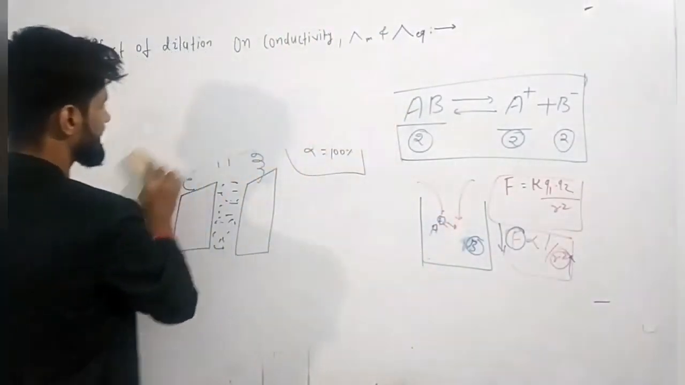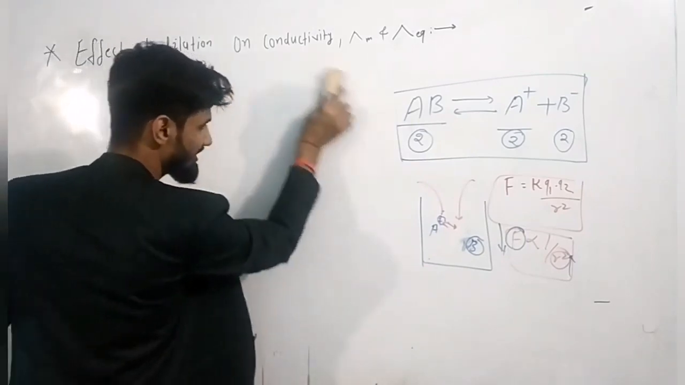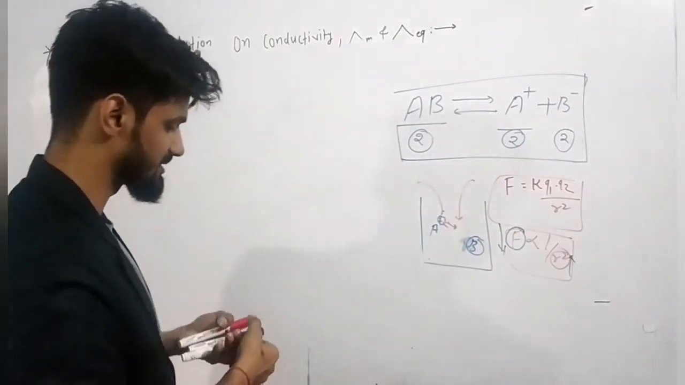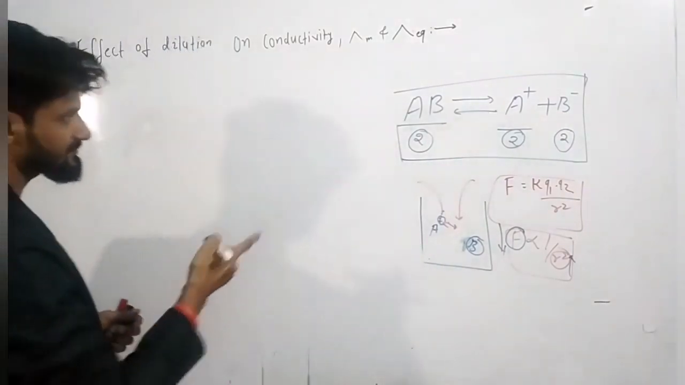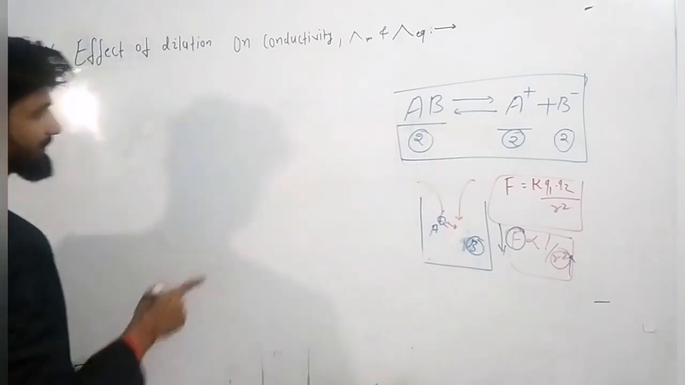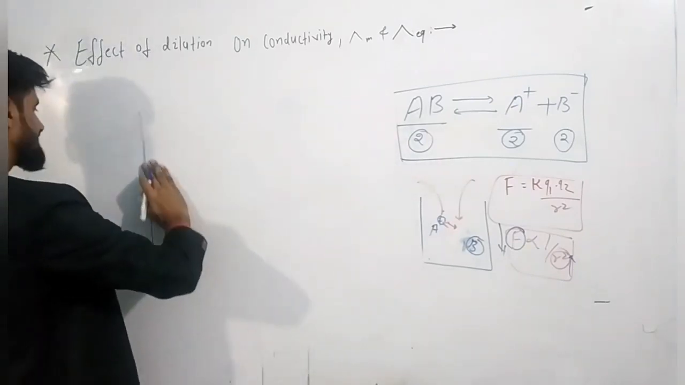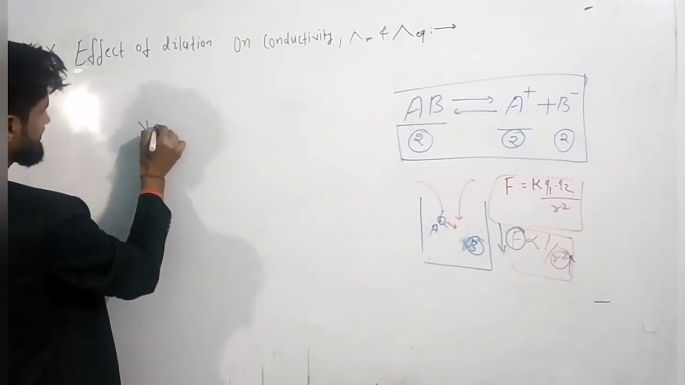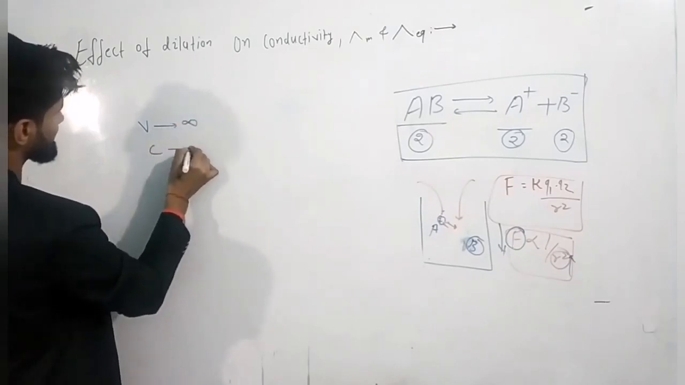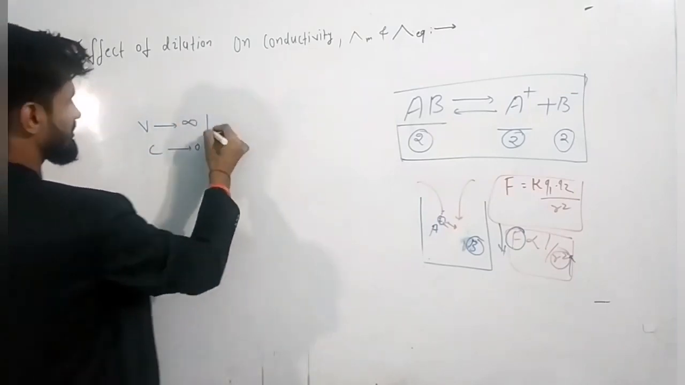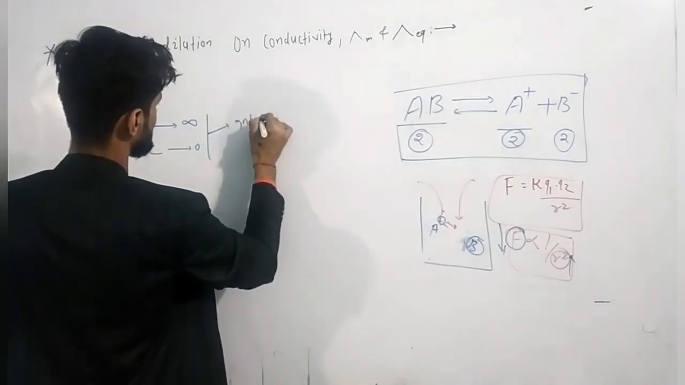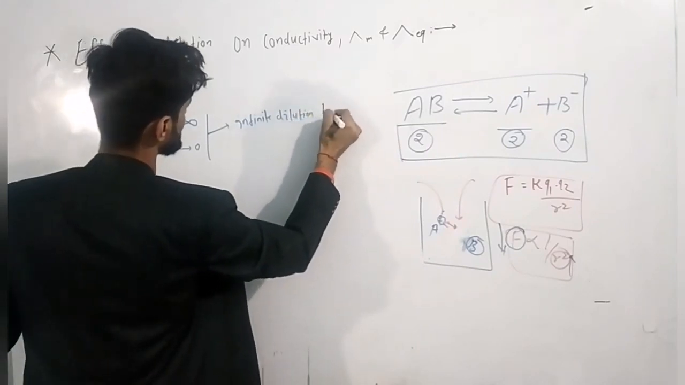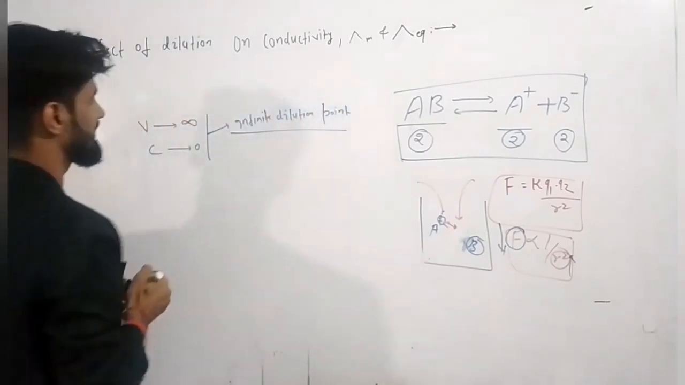Now understand one thing: how we can calculate empirically and theoretically, because numericals will also come from this topic. I am going to discuss one small topic here. If volume tends to infinity, then concentration tends to zero, and these two points are called the infinite dilution point.